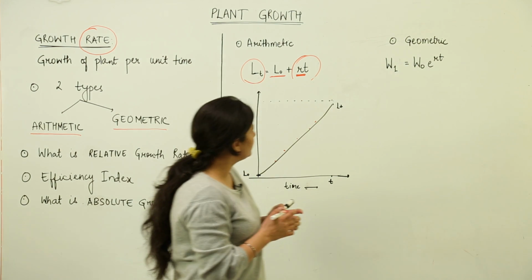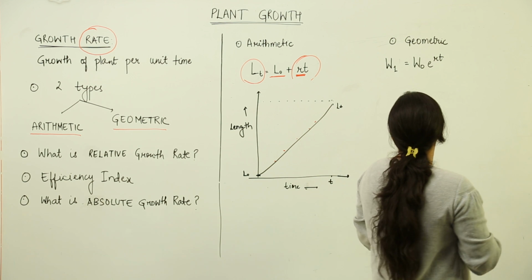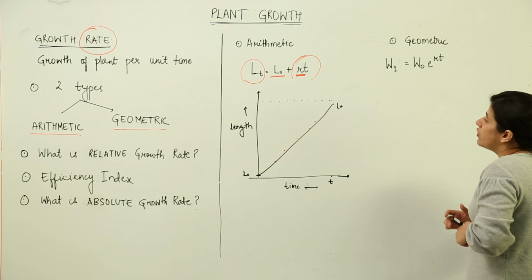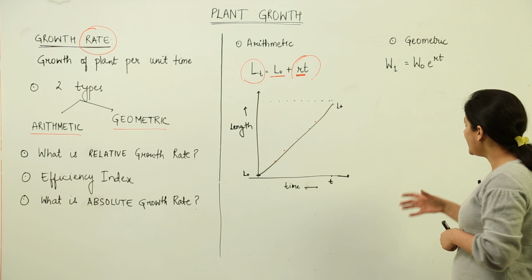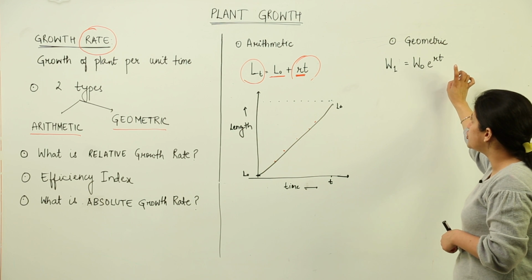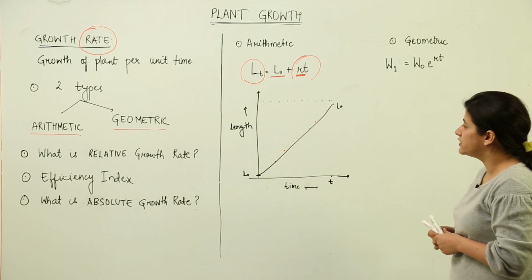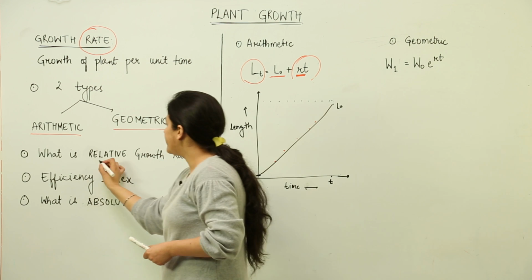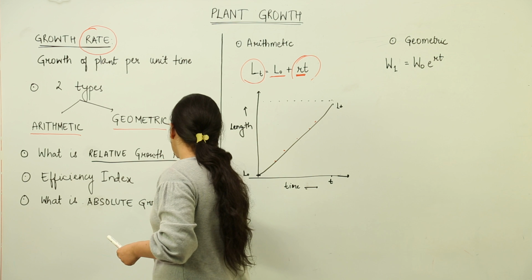Now, coming to the geometric growth rate, over here we have considered the example of increase in weight. And when we talk about this geometric growth, we have a term known as relative growth rate.